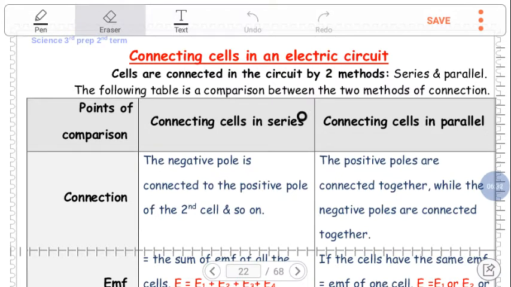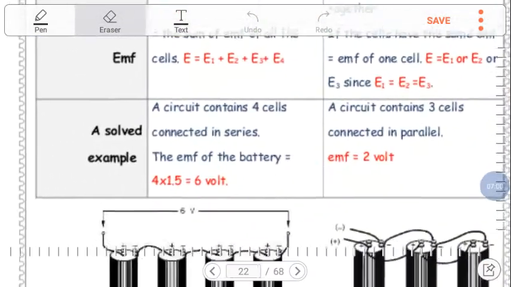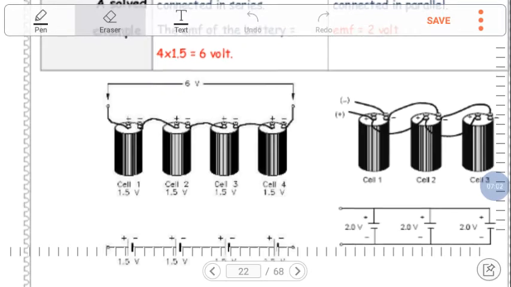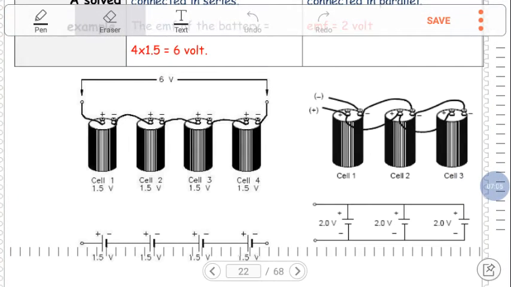The series connection is a kind of connection where the negative pole is connected to the positive pole of the next, and so on. In the parallel connection of batteries, the positive poles are connected together while the negative poles are connected together. So these are the two methods of connection of the batteries. We have series and we have parallel.